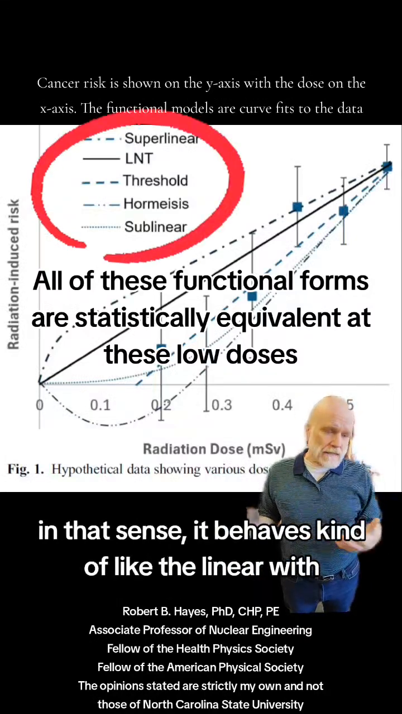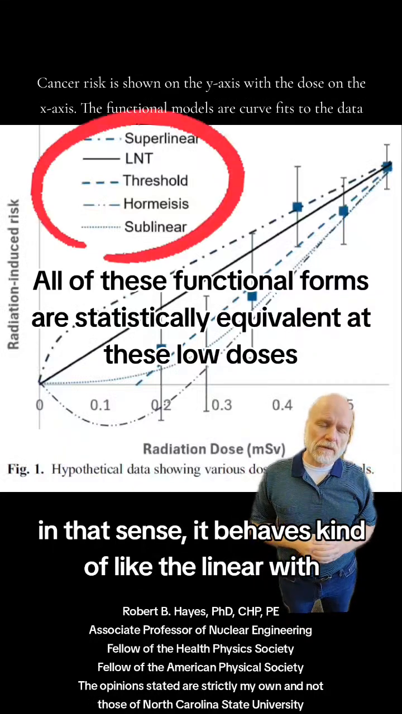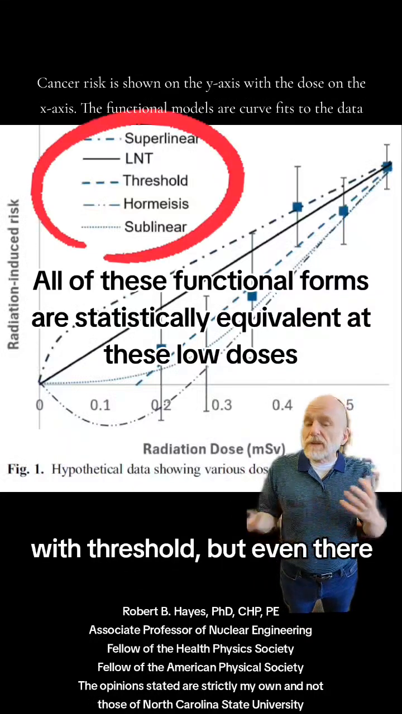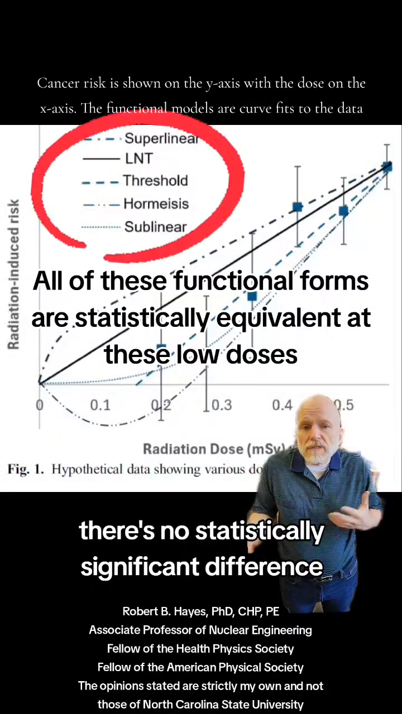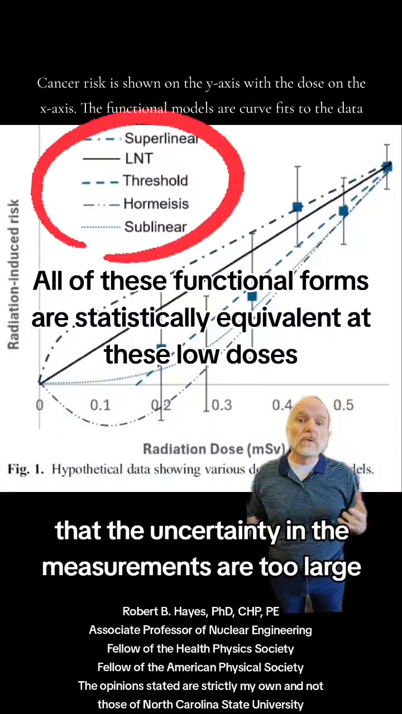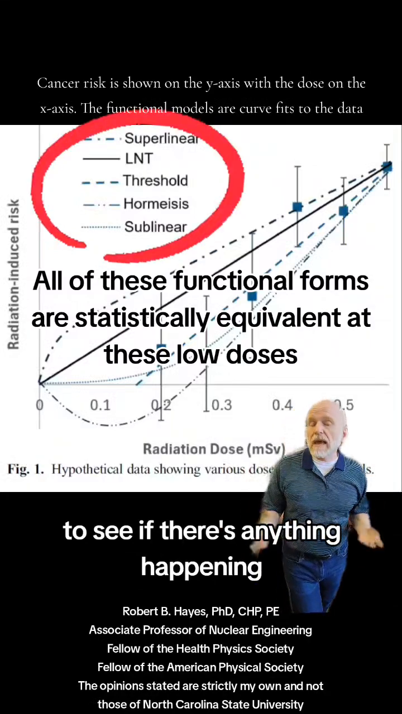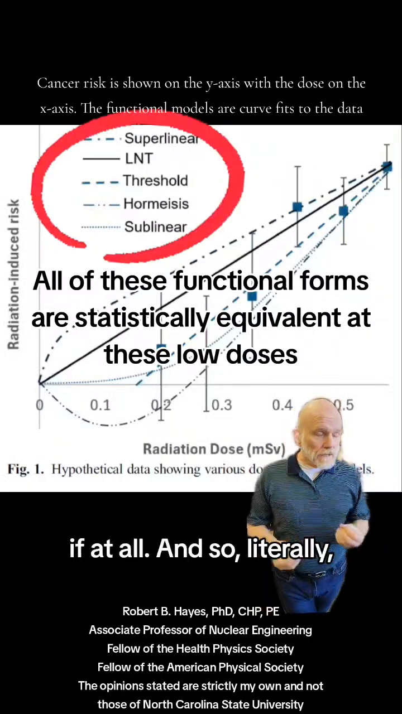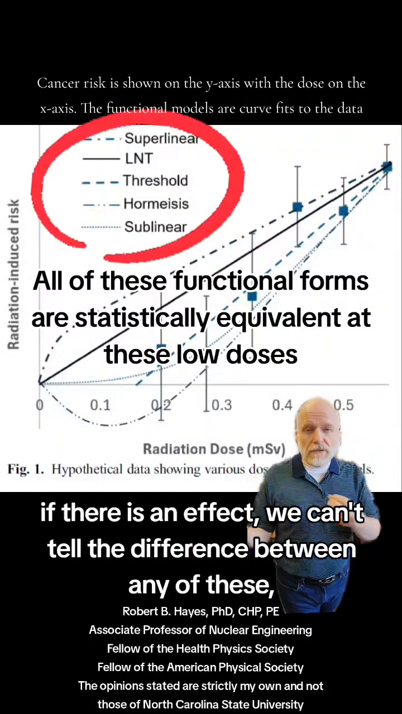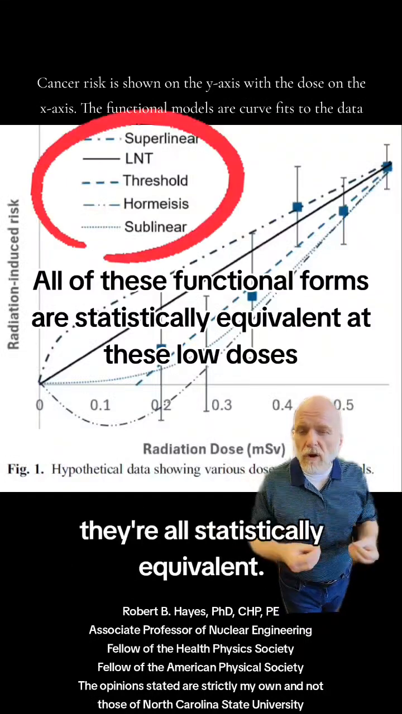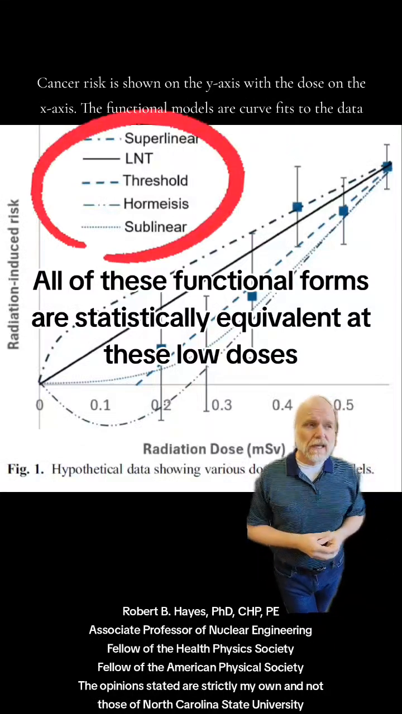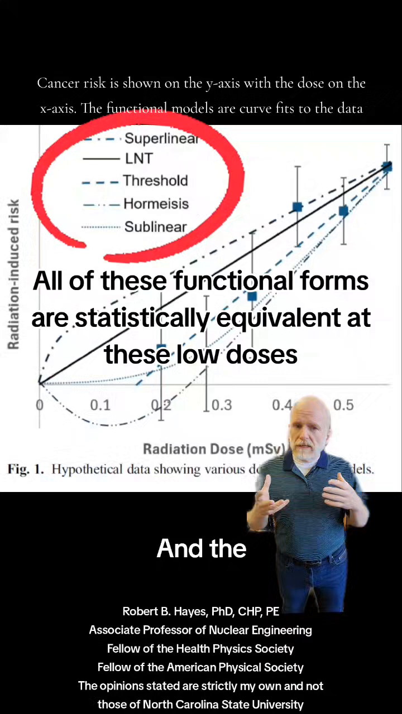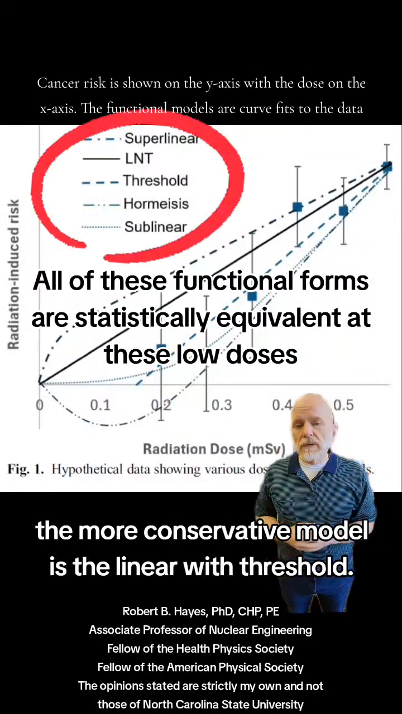And so in that sense, it behaves kind of like the linear with threshold. But even there's no statistically significant difference. The uncertainty in the measurements are too large to see if there's anything happening, if at all. And so literally, if there is an effect, we can't tell the difference between any of these. They're all statistically equivalent. And the more conservative model is the linear with threshold.